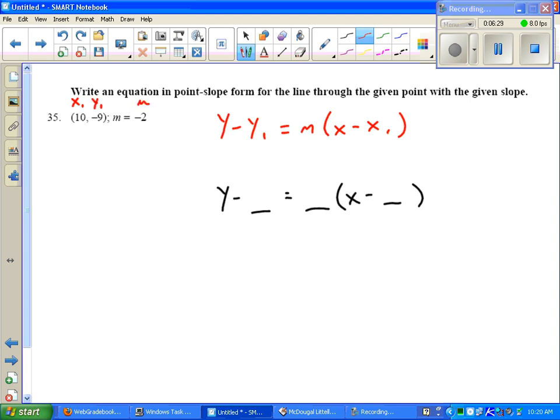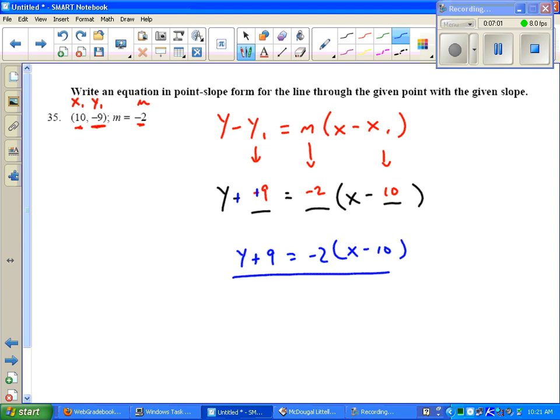Where it says y minus y sub 1, we're going to plug in negative 9. Where it says m, we're going to plug in negative 2. And where it says x minus x sub 1, we're going to plug in 10. So y minus a negative 9 equals negative 2 times x minus 10. The only change we have to make to this equation: we have minus a negative. You can't leave it like that. You got to create positive. So y plus 9 equals negative 2 times x minus 10. And that is point slope form.